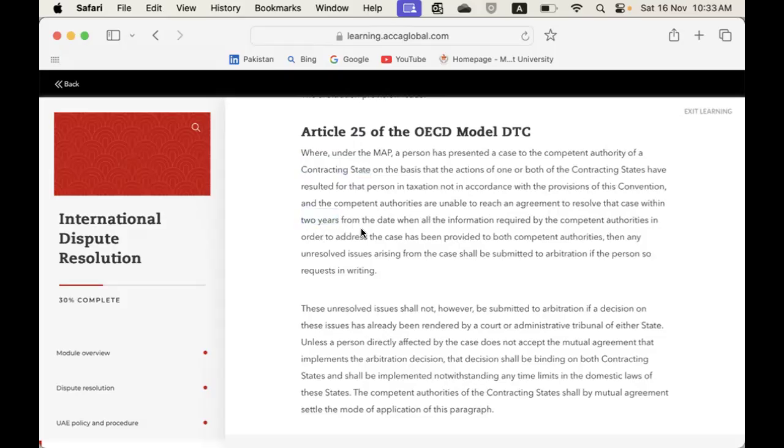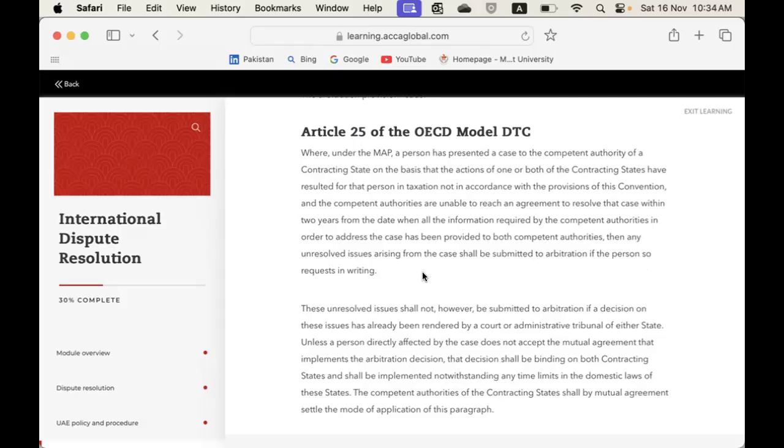So there was a conflict and for 2 years it remained unresolved, from the date when all the information required by the competent authorities in order to address the case has been provided to both competent authorities. Then any unresolved issues arising from the case shall be submitted to arbitration if the person so requests in writing. So that's a key point.